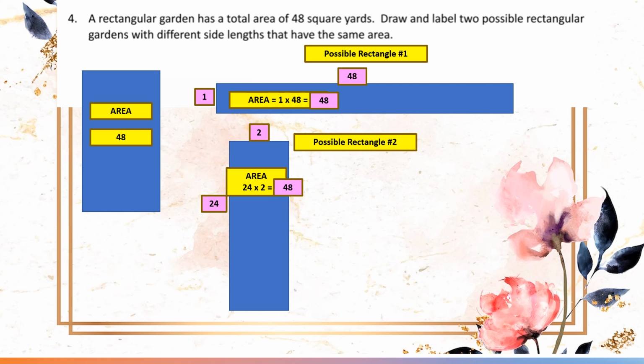Now, it's okay if you drew 2 completely different rectangular gardens. As long as the area was 48 when you multiplied the length and the width, then that's fine. Now, if you want to go ahead and pause your video to make sure that your models look like mine, go ahead and do so now.